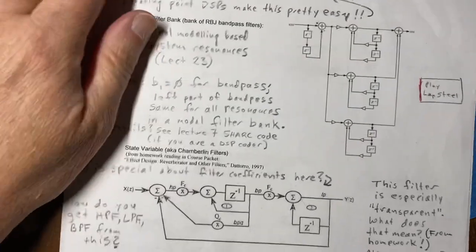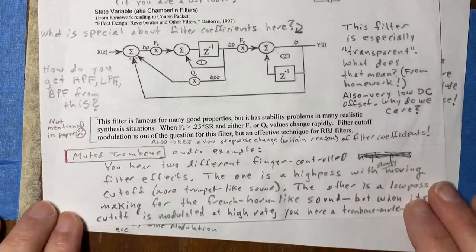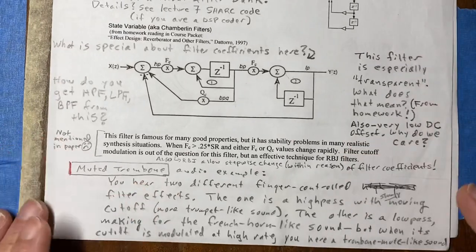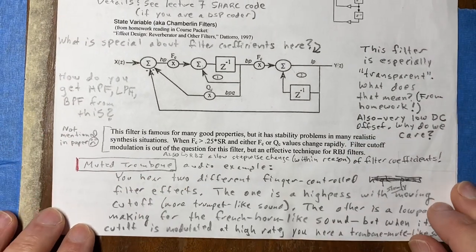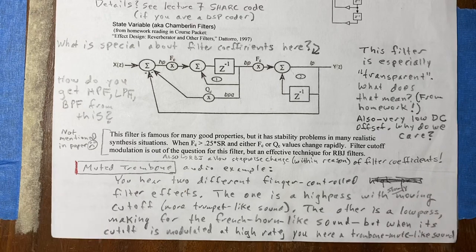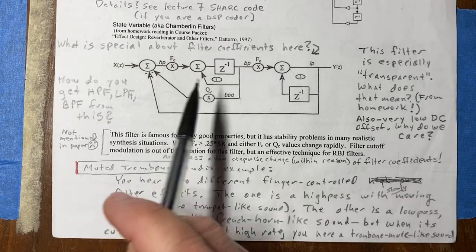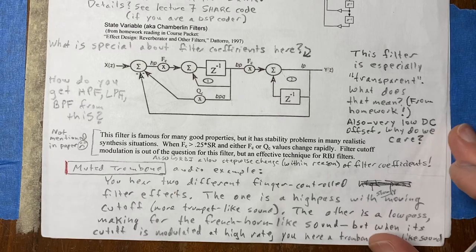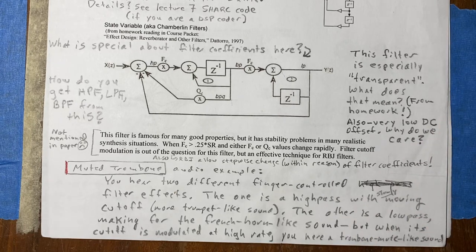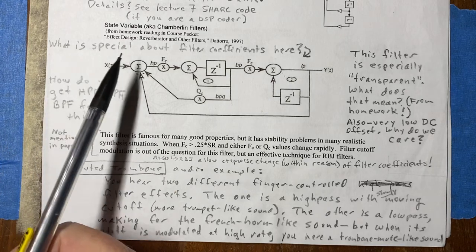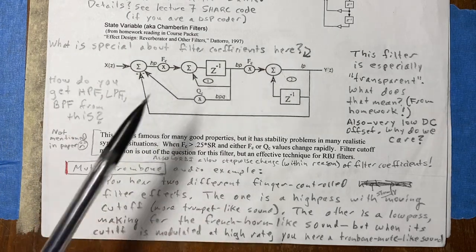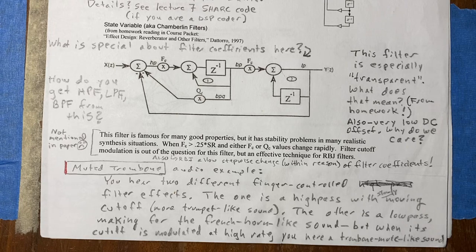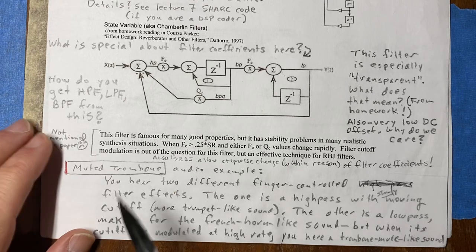Now, there is another structure that is very popular in music and very well respected, which is the state variable structure. It was popularized by Chamberlin, so they're also called Chamberlin filters. So what is special about the filter coefficients in this setup? Well, first of all, this setup is less efficient than if you do biquads. You have this odd thing here.